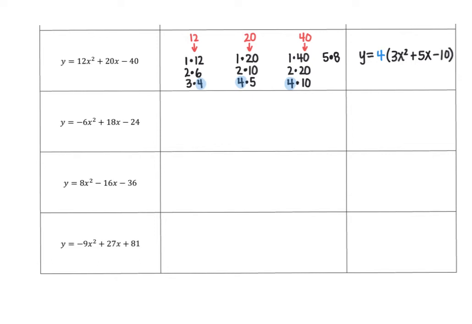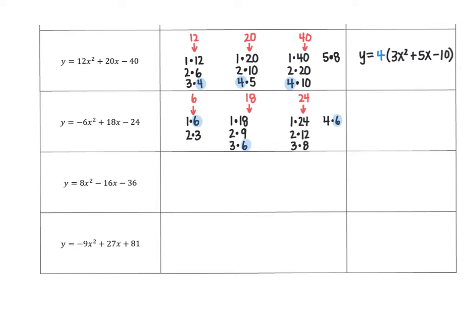In our next example, we will find the factors of 6, 18, and 24. The factors of 6 are 1 times 6, or 2 times 3. The factors of 18 are 1 times 18, 2 times 9, or 3 times 6. And the factors of 24 are 1 times 24, 2 times 12, 3 times 8, or 4 times 6. In this case, we can see that 6 is a common factor for all of the coefficients.